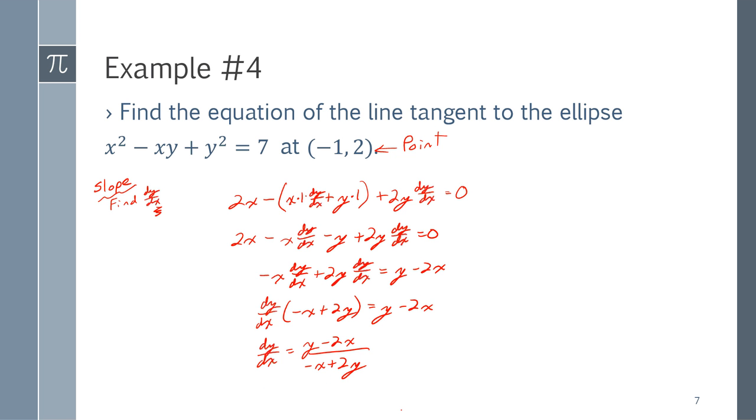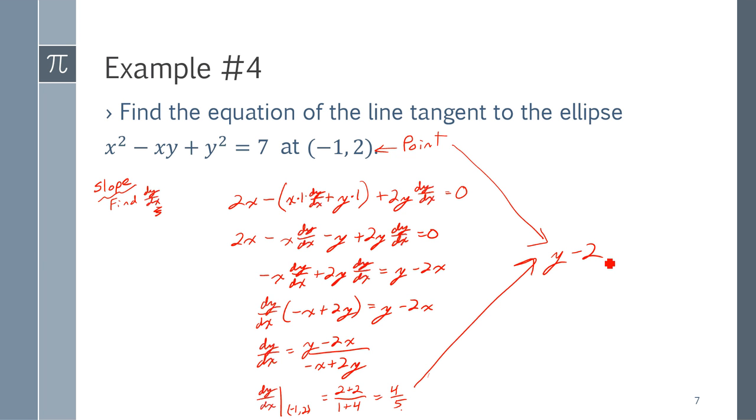And then that's not where I'm going to stop, because the whole idea of me doing this was so I could find the slope at the point (-1, 2). So I need to know what's dy/dx such that we're at the point (-1, 2). Plug those in for x and y. So 2 minus 2 times -1, which would be a plus 2, over 1 plus 4. So this is 4/5.